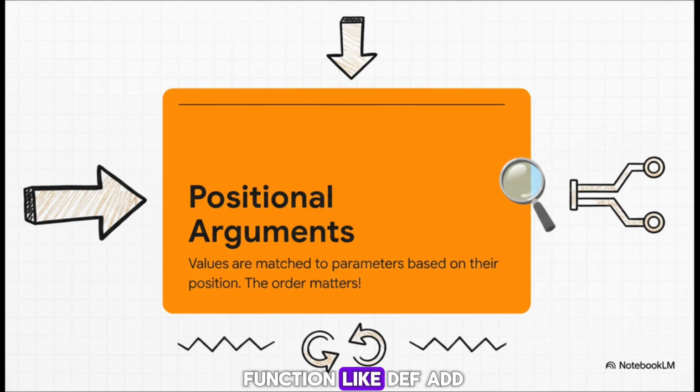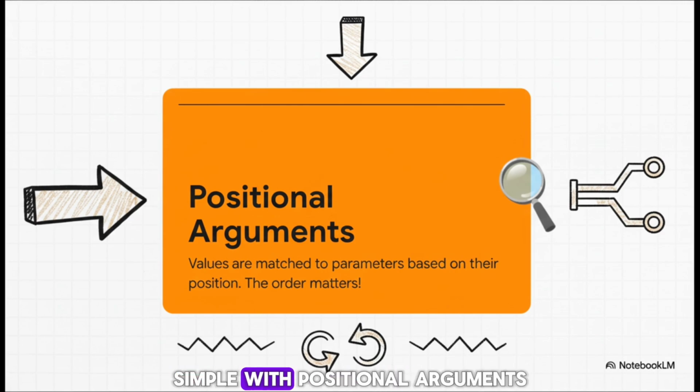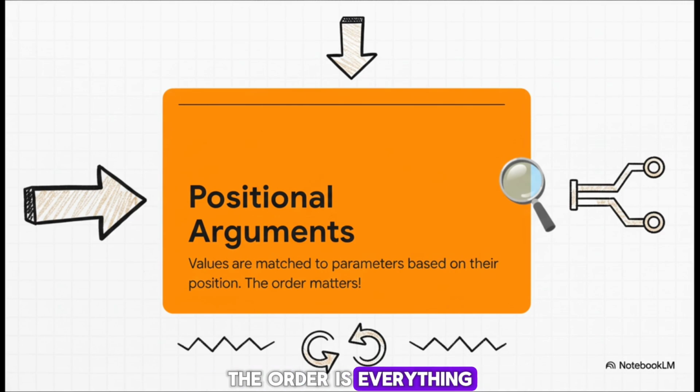If you have a function like def add(a, b), and you call add(3, 5), Python just matches things up by position. The first value, 3, goes to the first parameter, a. The second one, 5, goes to b. Simple. With positional arguments, the order is everything.